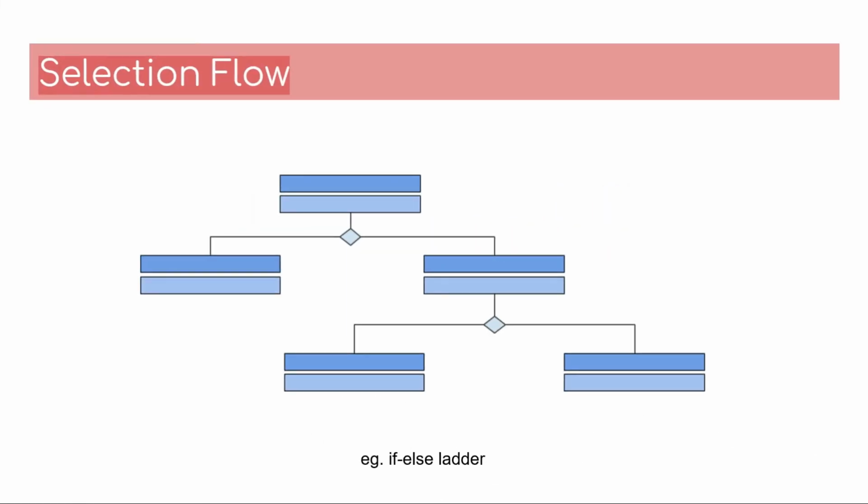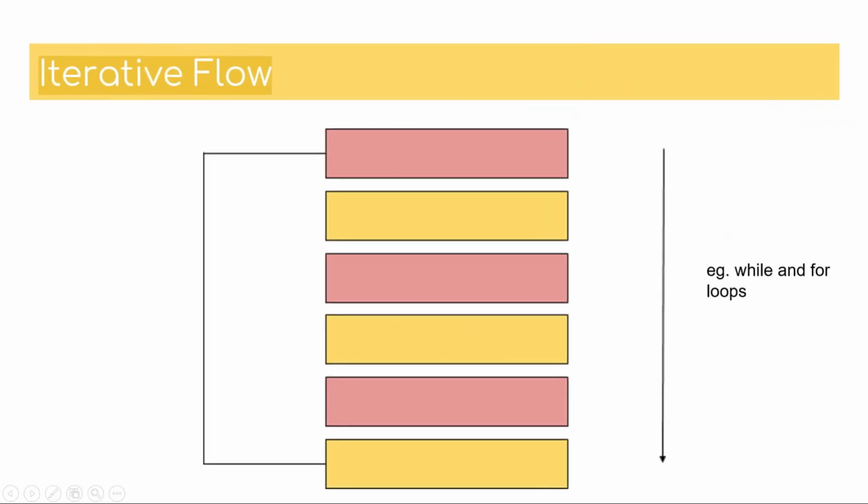The next flow is selection flow. As I told you, if I want to make a decision whether you are eligible to vote or not, if the condition is true, I will assign you this task. If your condition is false, I will assign you this task. Similarly, if you want to check another condition, you can check again and assign the task accordingly. Its example is the if-else ladder.